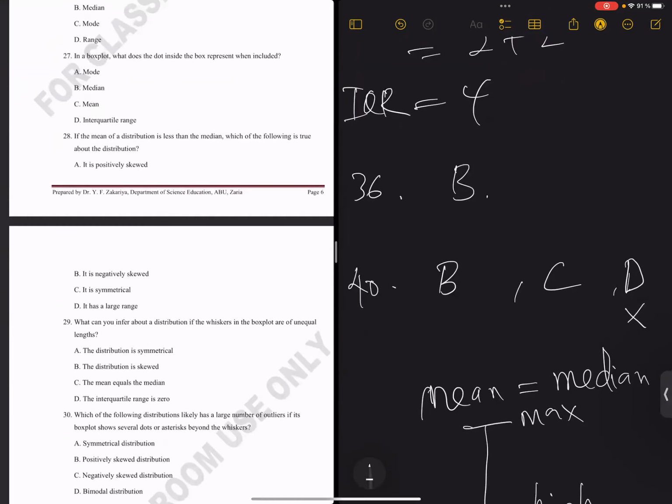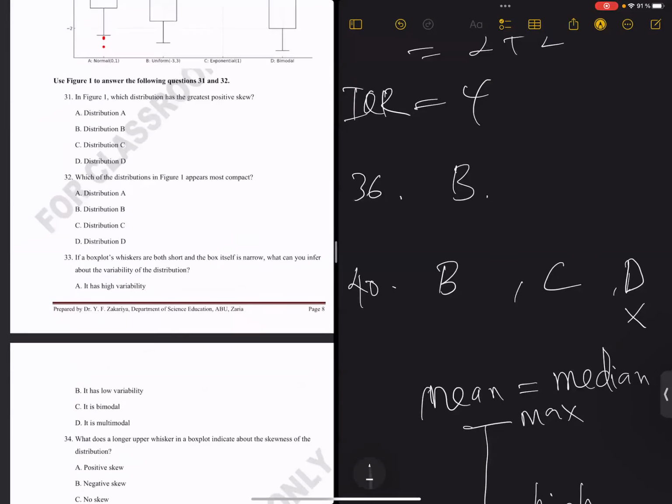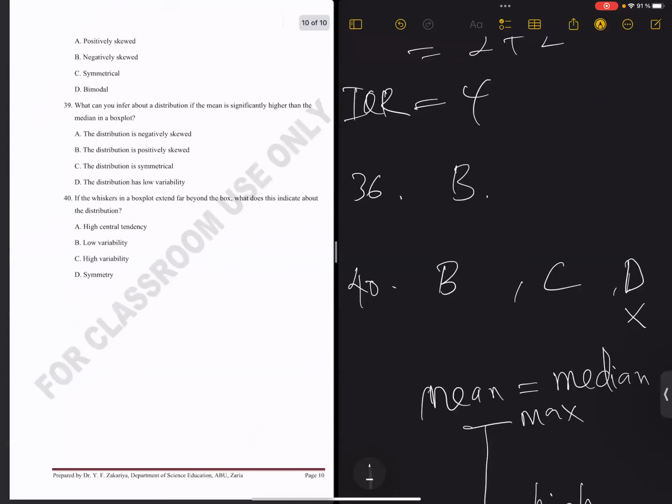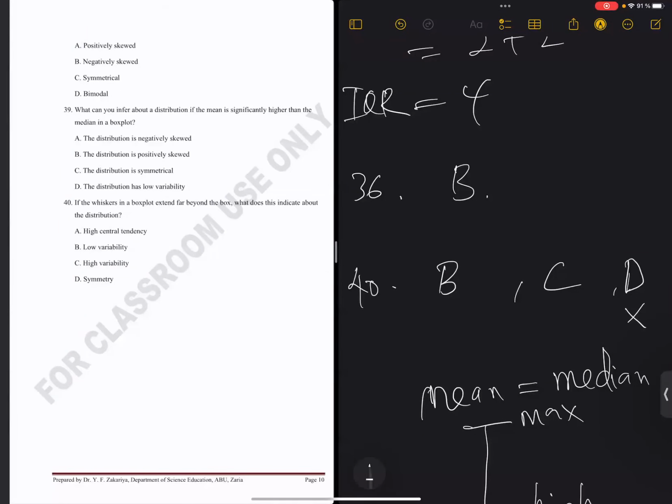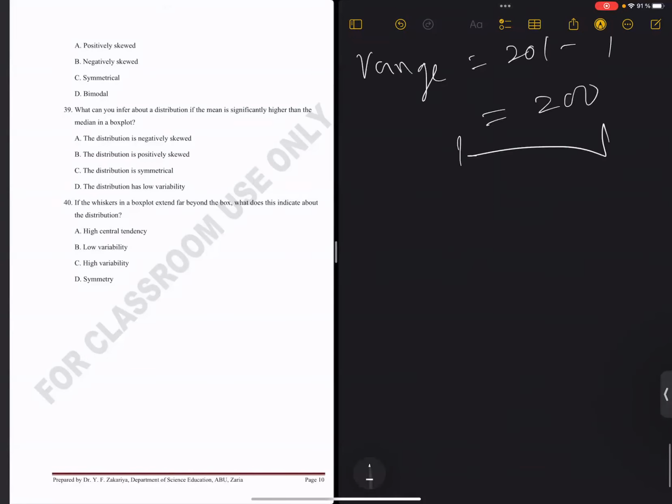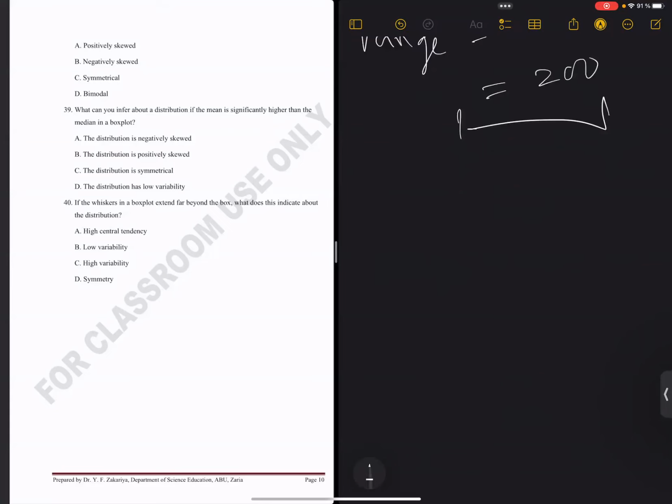Yes, sir. I think we have a good plan. Maybe we can stop here for today. So what's the answer, sir? Number 40. The right answer is C, high variability. The right option is C.